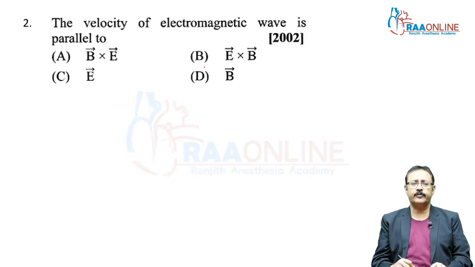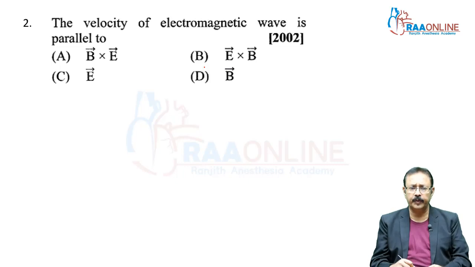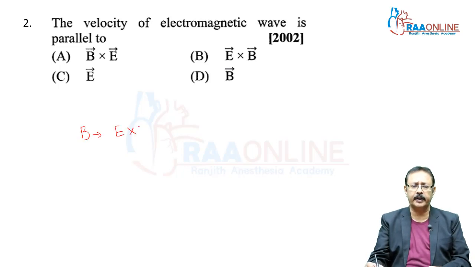Next, it is from 2002 AIPMT. The velocity of electromagnetic wave is parallel to. We know that waves are moving perpendicular to both E and B. So correct option is B, E cross B. E cross B will give you the direction of propagation of wave. So we will go with option B.